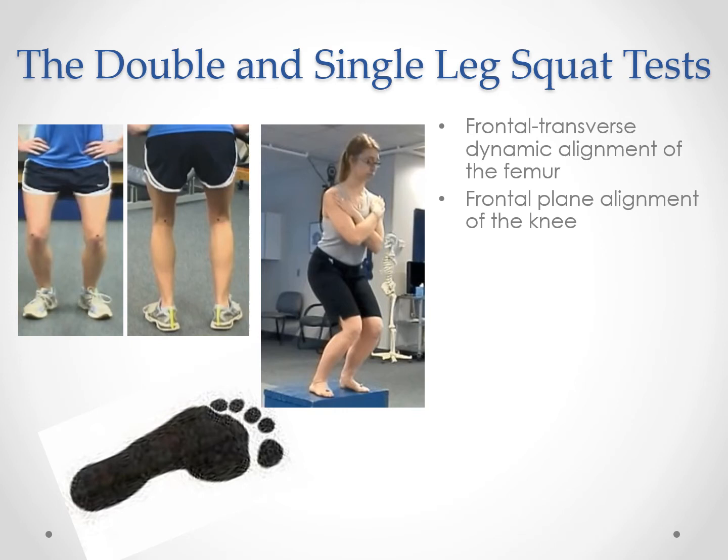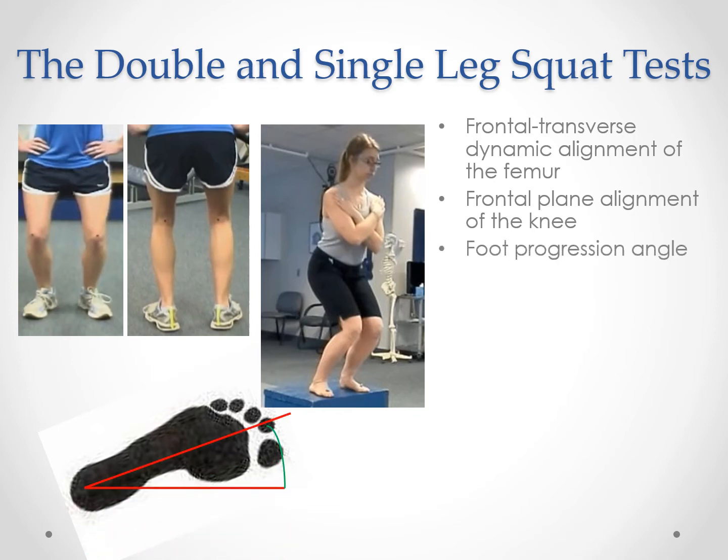The frontal plane alignment of the knee, remember a lot of times that what looks in the frontal plane as valgus, and is indeed described as dynamic valgus, is actually a combination of valgus of the knee and external rotation of the tibia or internal rotation of the femur. We're going to talk a little bit about this later in this lecture.